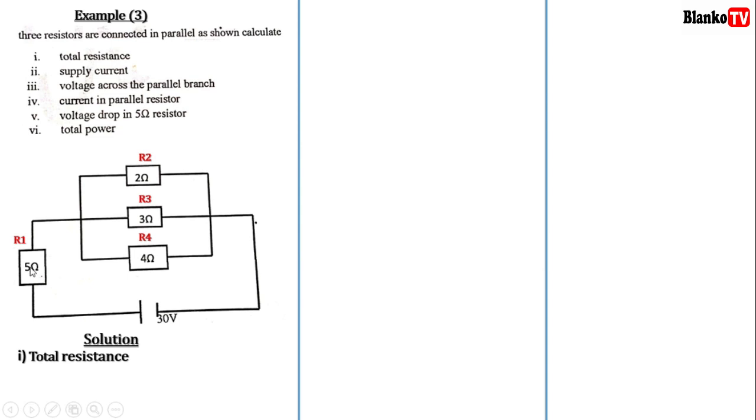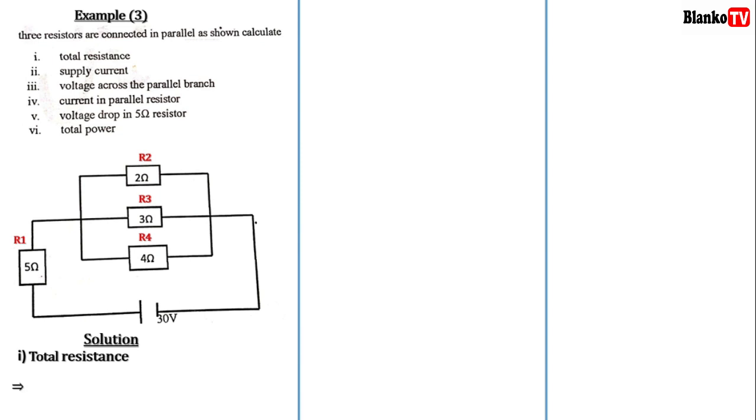I hope you are following it. Or you can also say resistor R1 is connected in series to R2, R3, R4 in parallel. I hope you are following it. So it's a series parallel arrangement, or a series parallel circuit. Okay, so let's solve the parallel resistance first.